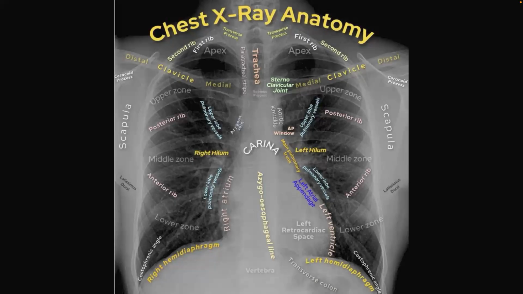In regards to chest X-ray and the anatomy, you have to know the different pieces. So you have the clavicles at the top, you have the trachea coming down, the carina, or the bifurcation of the bronchi. From there, you've got your right atrium and the left ventricle, the right hemidiaphragm, the left hemidiaphragm. You have a whole bunch of ribs, the scapula, you can see the head of the humerus, and then even some of the spinous process.